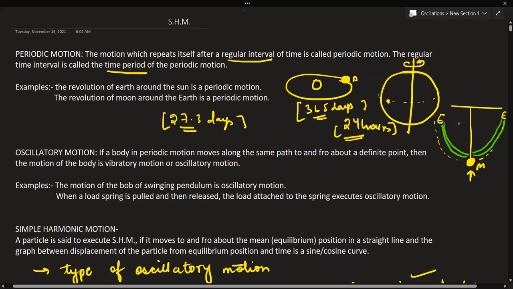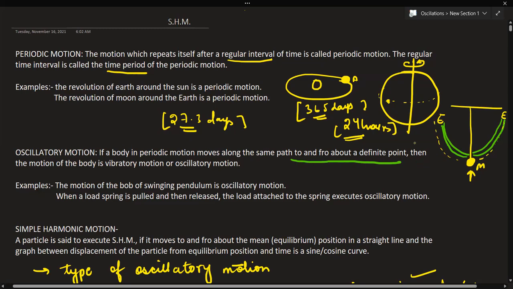Why is it known as one oscillation? Because the motion is to and fro about a definite point. Let's say the mean position is our reference point. This is our definite point. So the to and fro motion, that is this back and forth motion, this is known as the oscillatory motion.